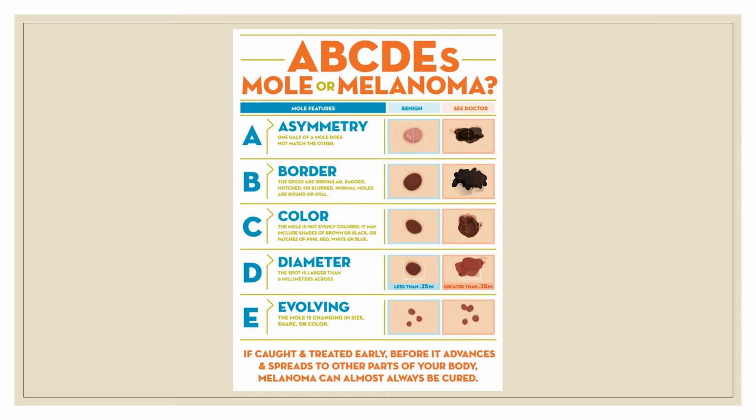And then E is evolving. So it's always changing in size. That's another thing to look out for. If the size is always changing, it means it's getting worse and there's something wrong. That's why it's really important if a patient does see a dermatologist, they've been in the sun for quite some time, or they have a family history and they have an ever-changing mole, to always get that looked at. We need to catch melanoma quickly, get it treated early before it advances, because it can spread very quickly through other parts of the body.